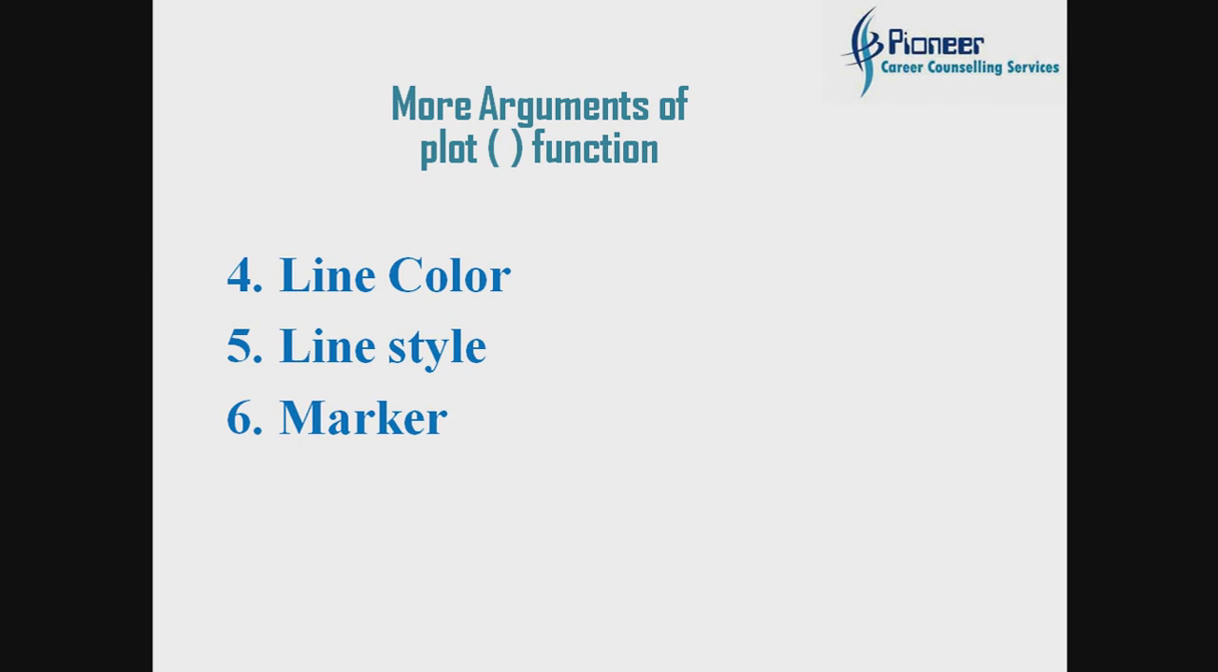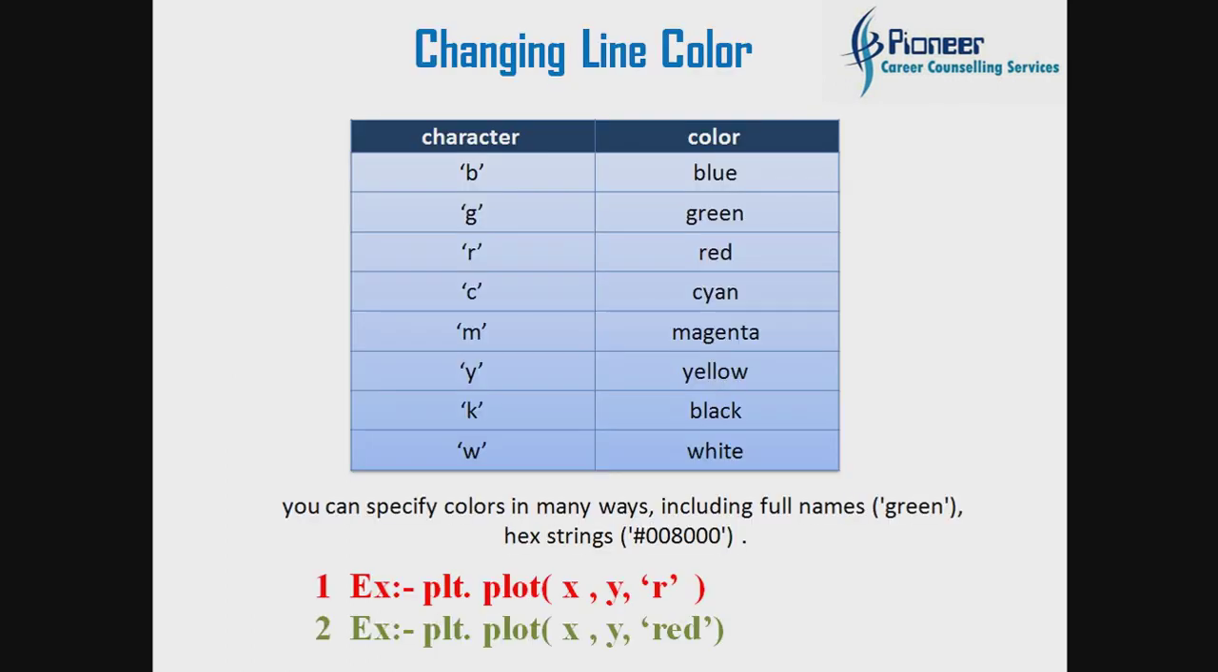This is how we can change the line color. We can use any of the character or complete spelling of the color. You can specify colors in many ways, including full name or the first character or any hex string also. Here is an example: I have used plt.plot(x, y, 'r'). I can go for a character also, so because of this argument the line color will be red, and I can type the complete color name, red, also. It's up to us, and we can go for a hex string also. This is the line color.